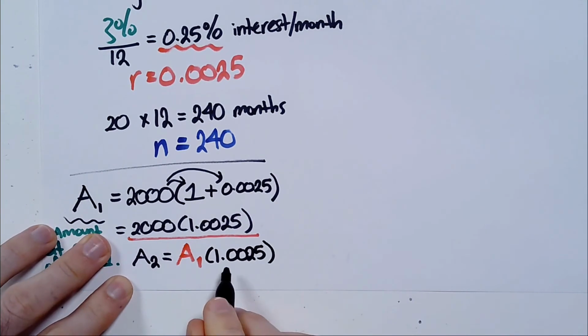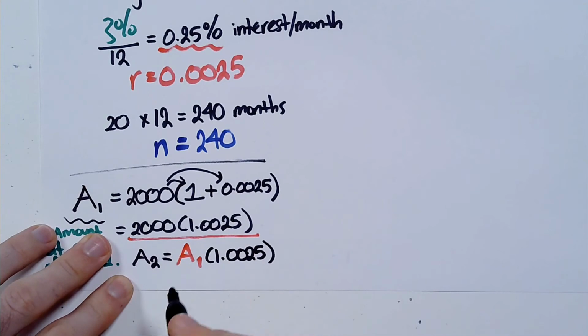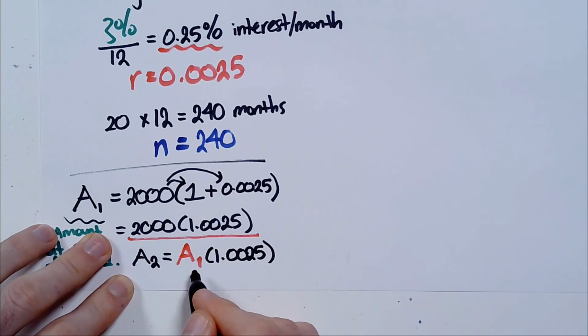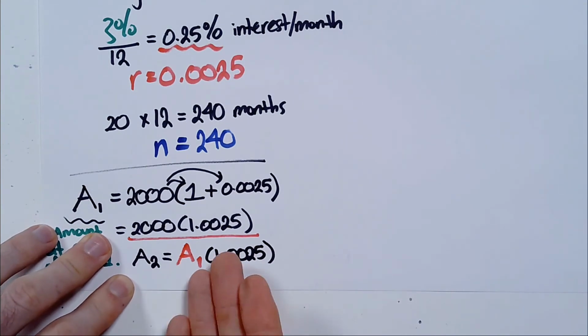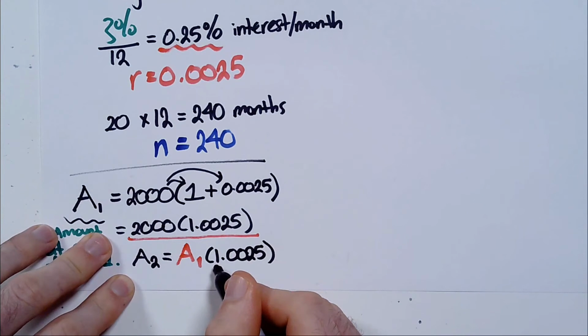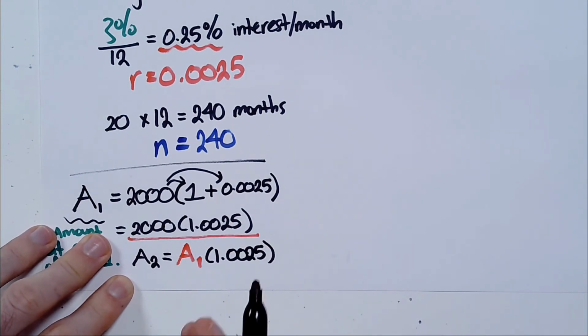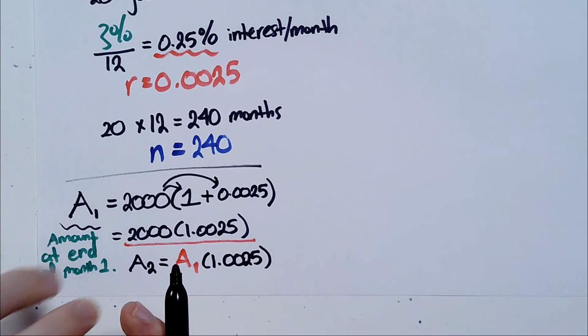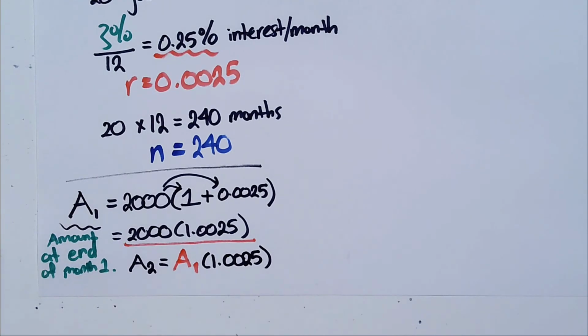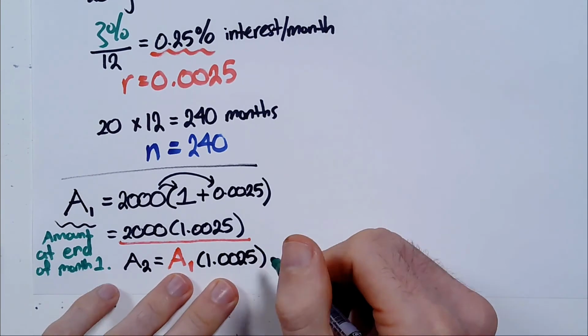So the 1.0025 gets multiplied by the amount of money that was in your bank account at the end of the first month, because you get interest plus you keep what was already there. That's the 1 plus. But something else has happened in that second month. What's happened is you've added another $2,000.